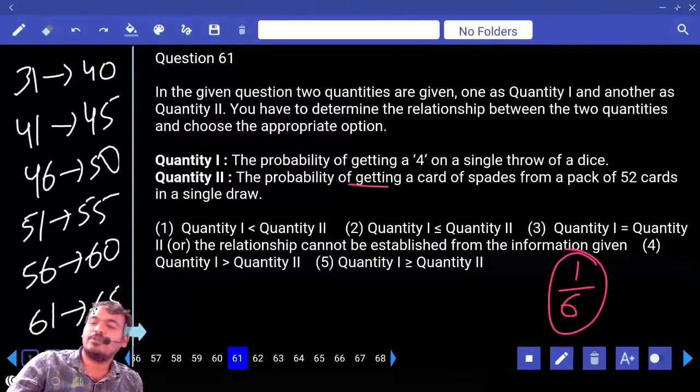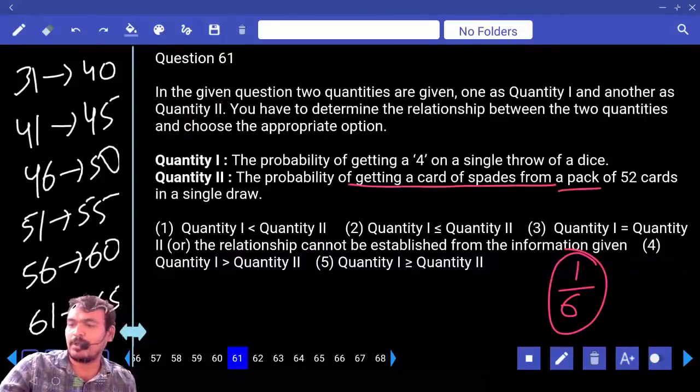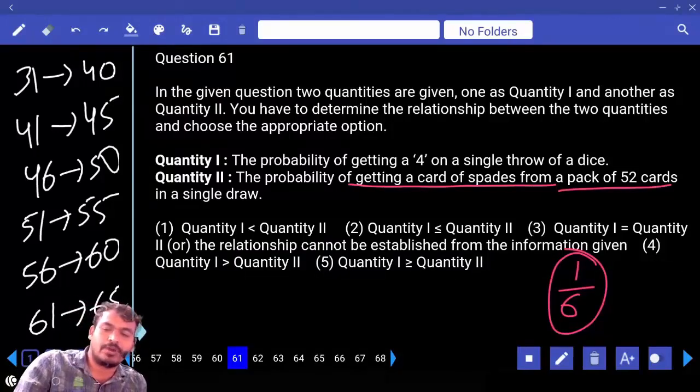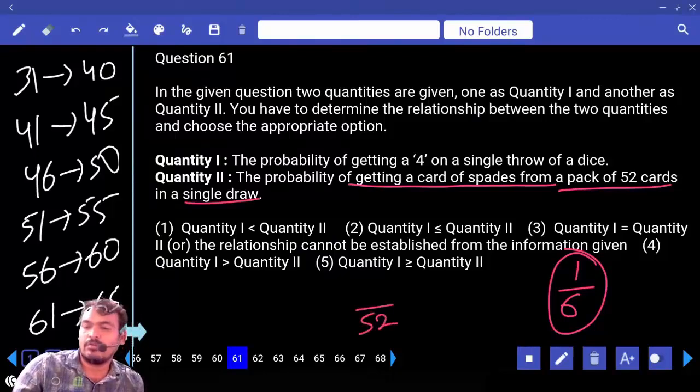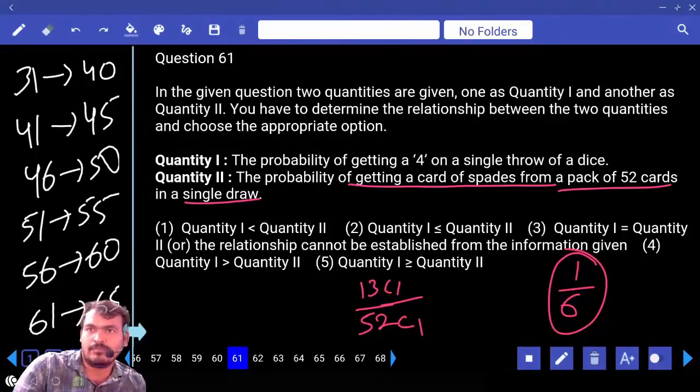Second one, the probability of getting a spade card from a pack of how many cards? 52 cards in a single draw. Total how many cards? 52 cards. In that, spades are how much? 13 cards. That one will be a spade, meaning 13C1 by 52C1. 13C1 means 13, 52C1 means 52.